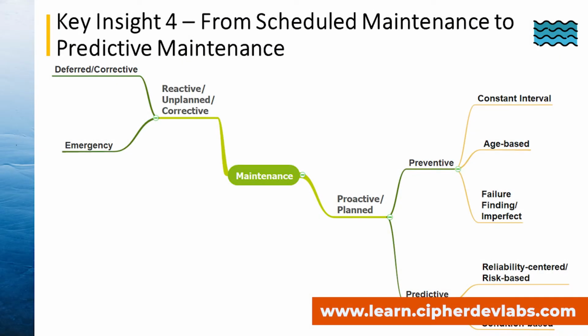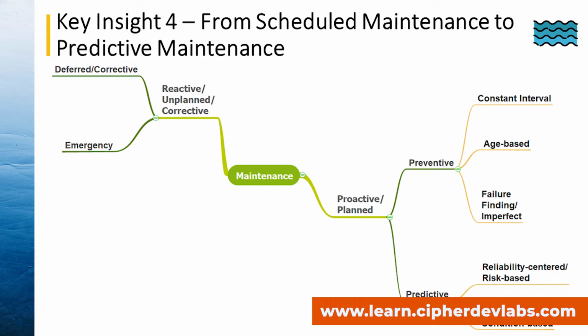Hi and welcome back. In this lecture we can talk about key insight 4: from scheduled maintenance to predictive maintenance. If you look at this diagram you can see all the different types of maintenance. But there are only two main types of maintenance. The first one is what we call reactive, or unplanned, or corrective maintenance, and the second one is planned and proactive maintenance. So if you look at the reactive, unplanned and corrective maintenance, there's two types.